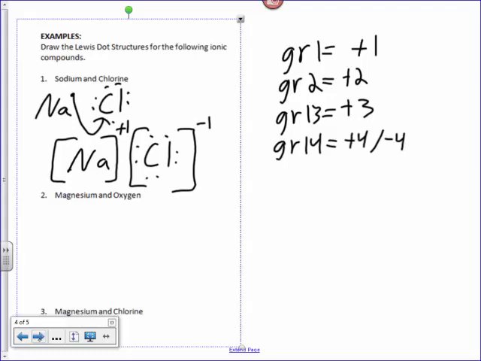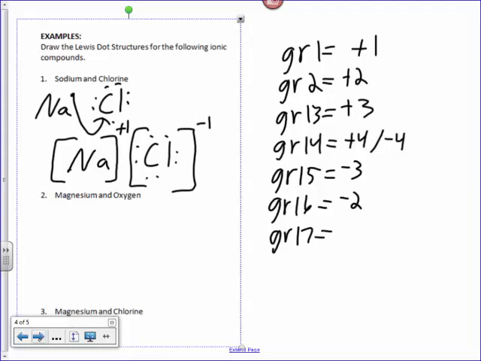Group 15, it is easier for it to gain 3, so it's got a -3. Group 16, -2, you can see the theme going here. Group 17 is -1. Group 18 is 0, because they don't react. If you want to memorize that, go ahead, that's how I did it, or you can just kind of know what we did in the previous example. But you should write that in your notes somewhere.